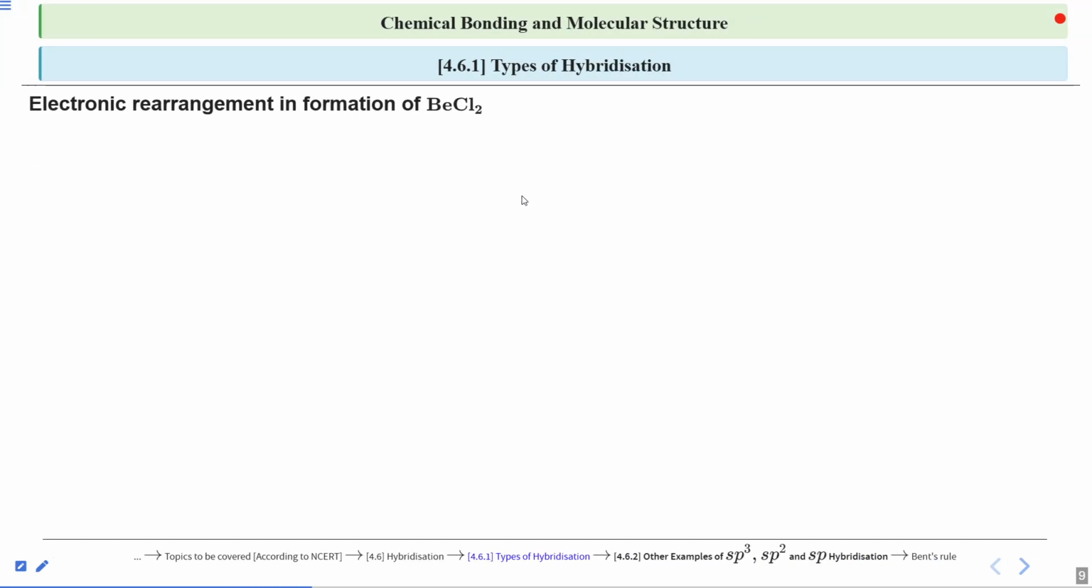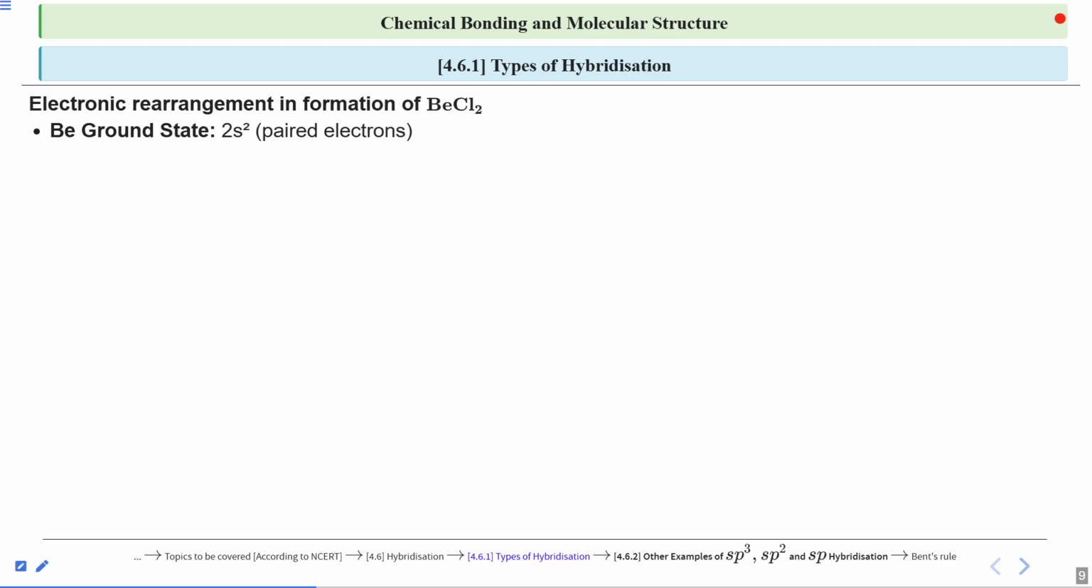So let us talk about the electronic rearrangement of BeCl2. What is happening inside the molecule on the electronic level? We have seen what is happening to the atomic orbitals. Now we should understand what is happening to the electronic configuration. Yes, the correct answer is 2. 2 will be the steric number of the linear geometry.